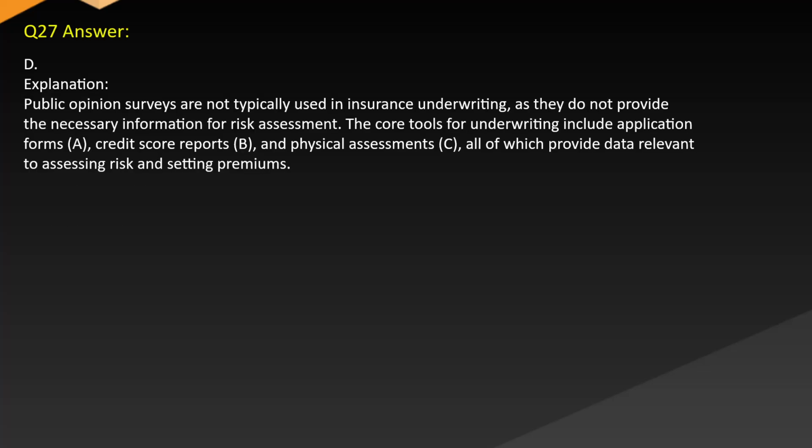Answer: D. Explanation. Public opinion surveys are not typically used in insurance underwriting, as they do not provide the necessary information for risk assessment. The core tools for underwriting include application forms, A, credit score reports, B, and physical assessments, C, all of which provide data relevant to assessing risk and setting premiums.